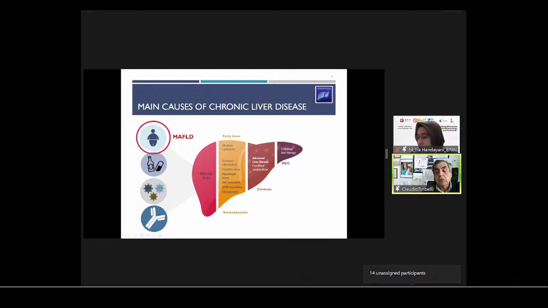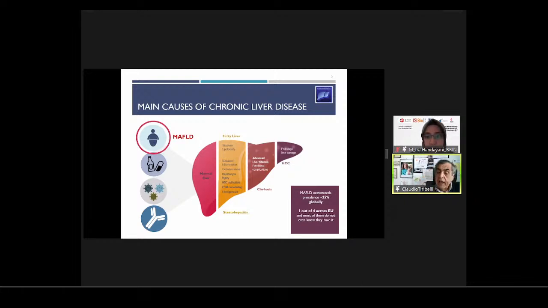And what I'm going to address today mainly is the role of eating and diet in liver disease. This is why, because MAFLD, the so-called metabolic dysfunction-associated fatty liver disease, has a global prevalence of more than 25% of the population, which means one out of four European citizens has a fatty liver, and so has a possibility of developing a serious liver disease.